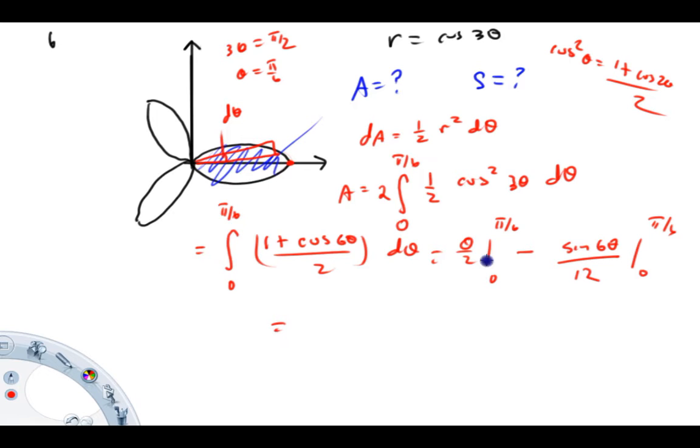All right, equals. So this guy right here, if we take pi over 6, and that's divided by 2, that's pi over 12 minus 0. Minus the second limit. When we insert pi over 6 here, we're going to get sine of pi, which is 0, minus the sine of 0, which is also 0. So we end up with pi over 12. I'm going to put SU for square units.